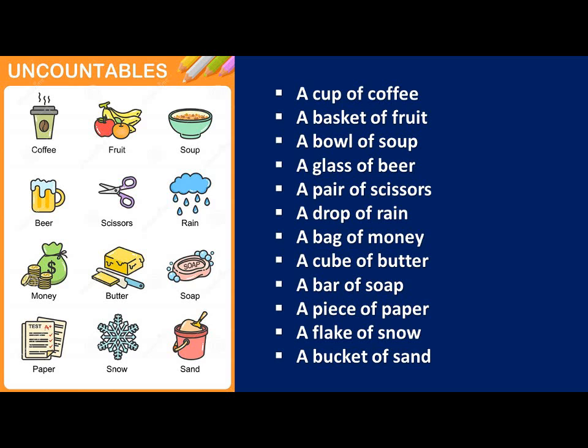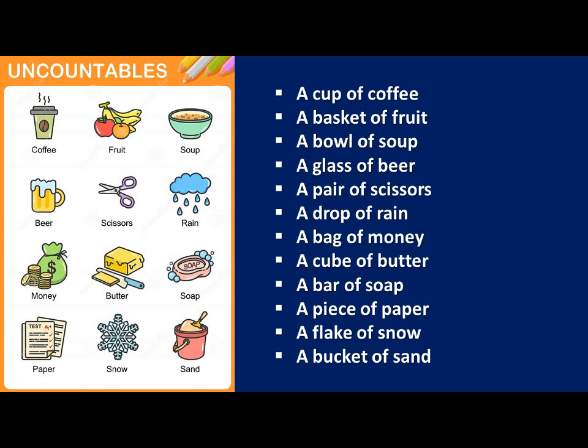Beer. We say a glass of beer. Not beers, a glass of beers. I would like to buy a beers. Some beers. No, a glass of beer. Scissors. A pair of scissors. Rain. Okay, we say rains is a verb, but when we're using it as the noun, we could say a drop of rain. You see the little droplets that are falling. Those are drops of rain, we say.